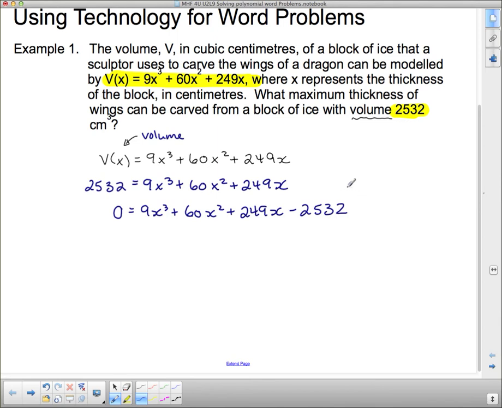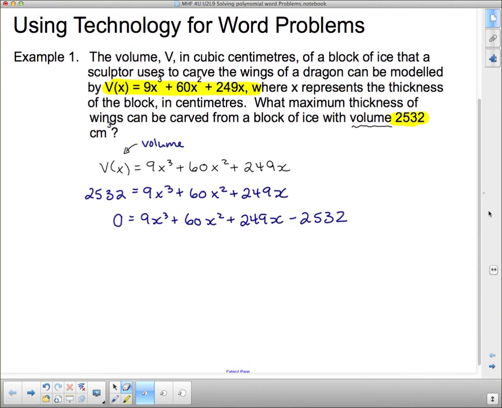Now, I don't know about you, but I don't like this 2,532 as far as using the factor theorem. This thing has got to have a whole bunch of factors, and I do not want to start plugging stuff in. It's got a whole bunch of possibilities of being zeros. So that's why the title of this was Using Technology, because we're going to pull out some graphing software. If you're at the school, you're going to take out a graphing calculator. If you're at home, you might want to pull up Desmos on your web browser.